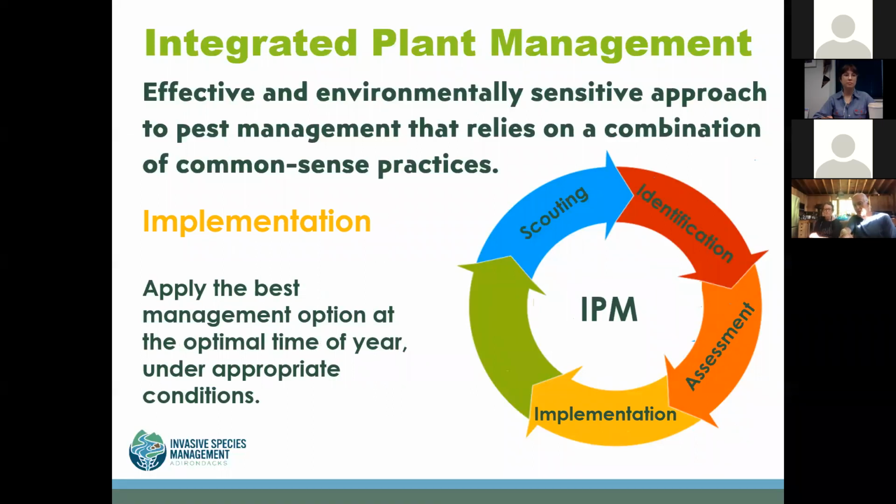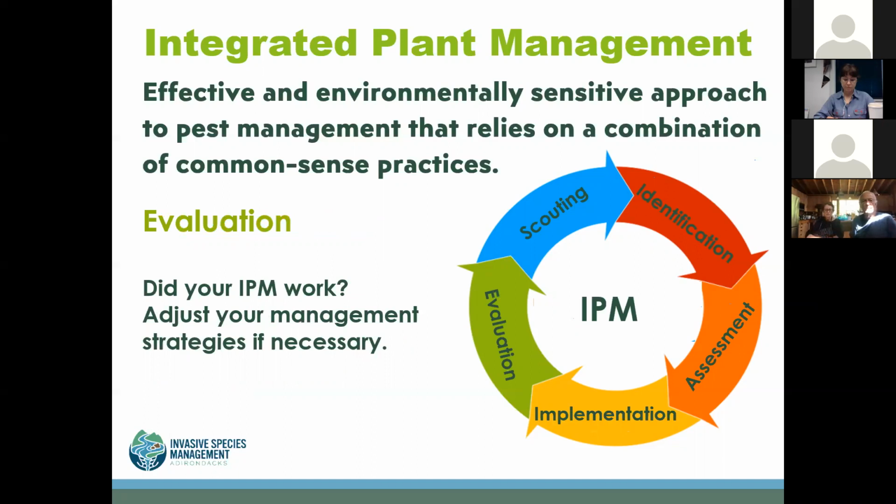Once we've evaluated all the tools in our toolbox, we'll select the best option and implement that at the appropriate time of the year and under appropriate conditions. And importantly, after that, we will evaluate our results. Did that tool perform the job to the level that we expected? If so, that's fantastic. We can continue to scout, to assess our site and retreat as necessary. If the tool that we utilized was not as effective as we may have liked, we may look back to our toolbox and determine if there is a more appropriate option that we can use.